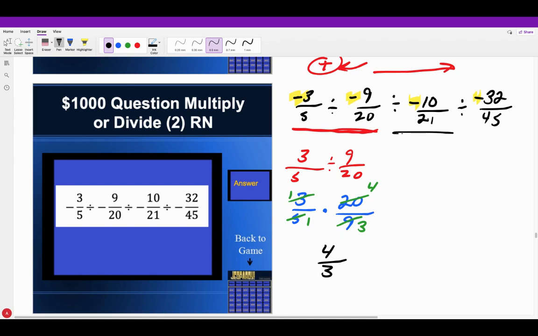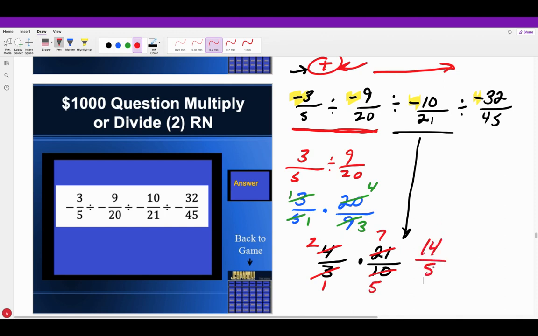Same thing, I'm now going to bring down my next fraction. So since it's divided by negative 10 over 21, I'm forgetting my signs because I already know my answer is positive. And in one step, I'm going to keep, change to multiplying, and flip to 21 over 10. And then from here, 3 goes into 21 7 times, and 3 goes into 3 once. 2 goes into 4 twice, and 2 goes into 10 5 times. So now I'm left with 14 over 5.